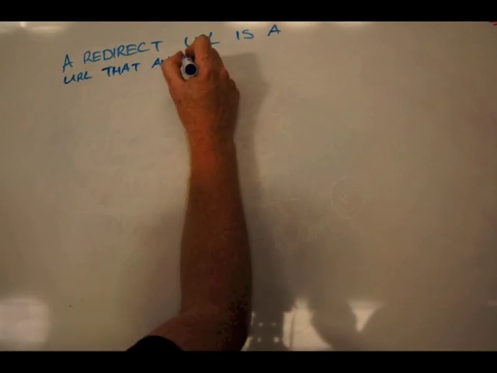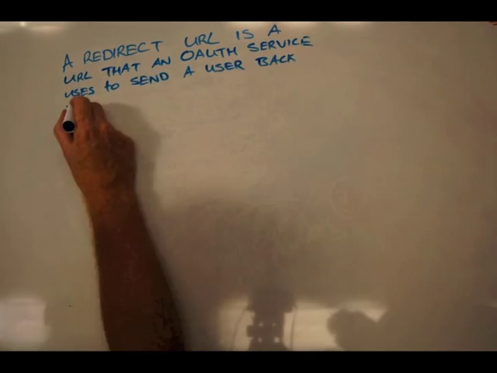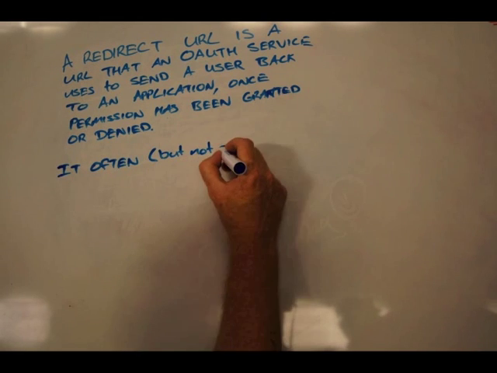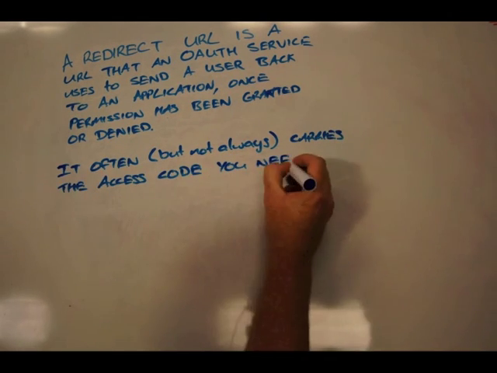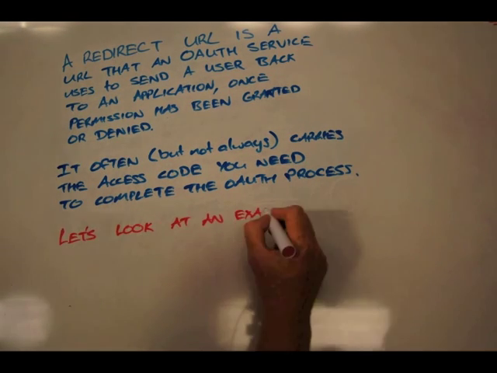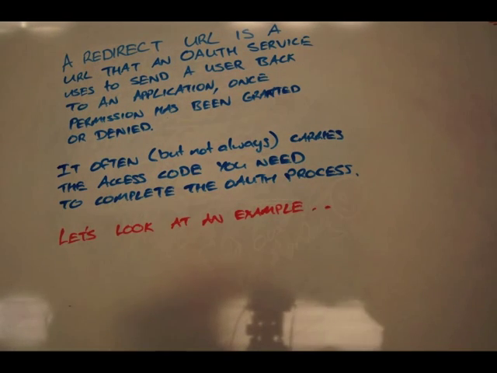A redirect URL is a URL that an OAuth service uses to send a user back to an application once permission has been granted or denied. It often, but not always, carries the access code you need to complete the OAuth process. Let's look at an example.